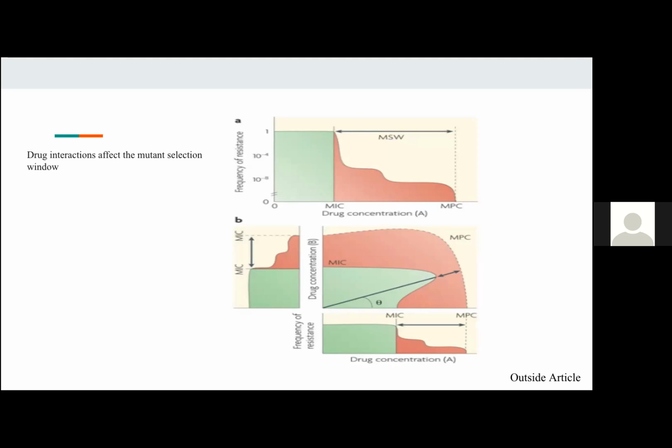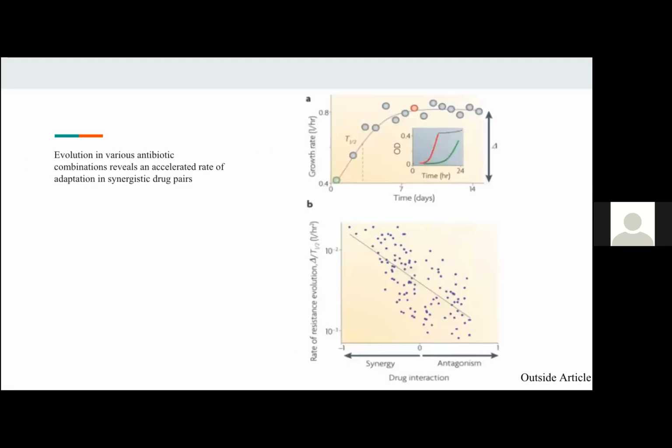In Part B, we can see that the concept of the mutant selection window can be extended to multi-drug combinations, for which it becomes the area in red, which is between the minimum inhibitory concentration lines shown in solid lines and the mutant prevention concentration lines shown in dashed lines in the drug-drug concentration space. A fixed drug ratio corresponds to a linear line with angle theta that extends from the origin and is associated with an effective mutant selection window. And so, in their experiment, at drug concentrations below the mutant prevention concentration, resistant mutants will appear.